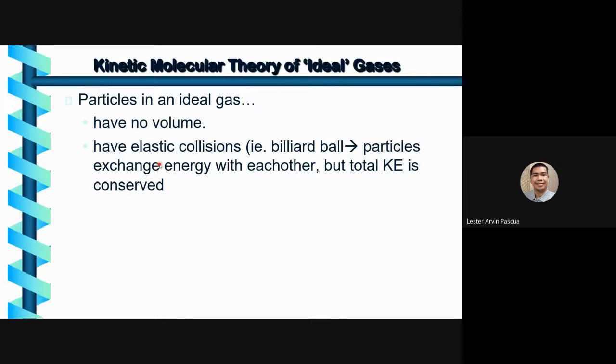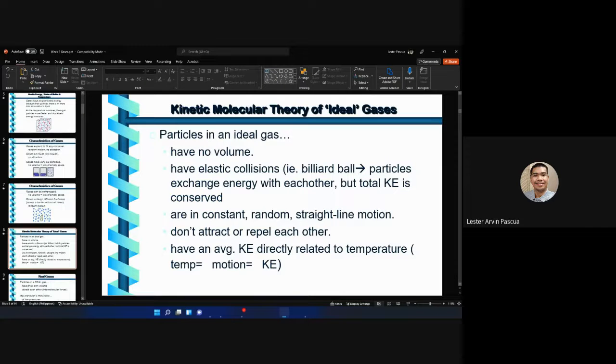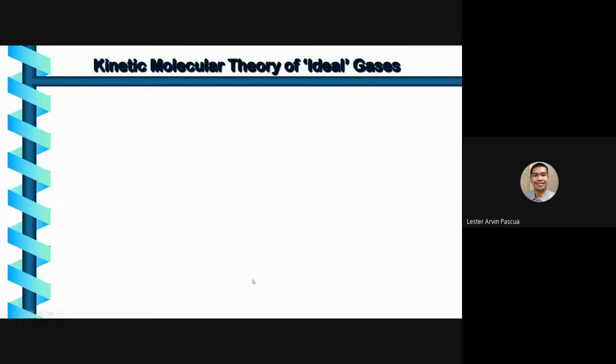Confusing pala. So, elastic collision, ito yung hindi nawawalan ng kinetic energy. Yung billiard ball na in reality, pag bumabagal yung tinamaang particle, that's called an inelastic collision. Kumbaga, yun may loss of kinetic energy. So, ang inassume nila for ideal gas ay elastic. Kumbaga, hindi nawawala yung energy as the particles hit each other. Okay.